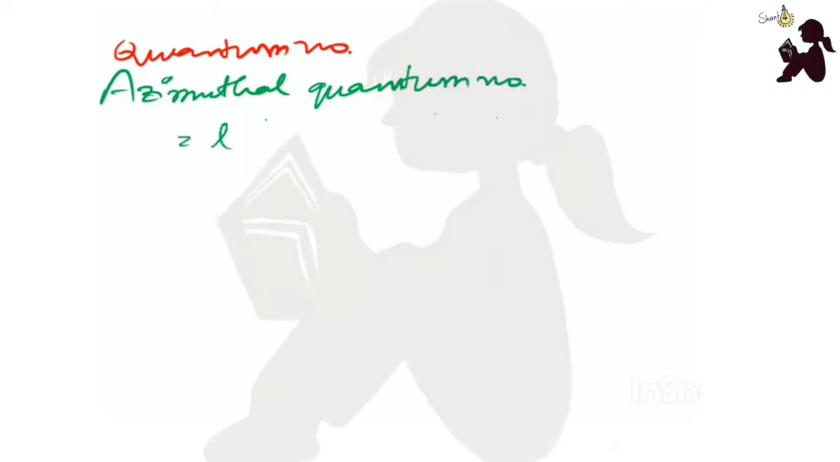So next comes our azimuthal quantum number. For the azimuthal quantum number, it is denoted as L. Now its value can be anything from 0, 1, 2, 3, up to but not exceeding n minus 1. Okay, so if L is 0, it is denoted as s. Okay, s orbital.